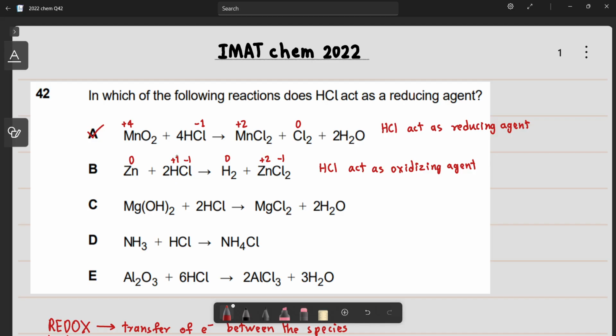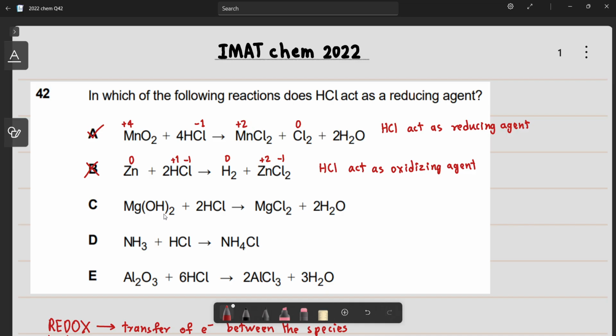So it has gained an electron, and that's the reason it has lost its positive charge. Gaining more electrons will have the charge lowered; it moves more towards the negative side. And for zinc, it has gone from 0 to +2, meaning it has lost electrons. The oxidizing agent is the one that oxidizes others, making them lose electrons, but itself gets reduced and gains an electron. So this option B is also wrong.